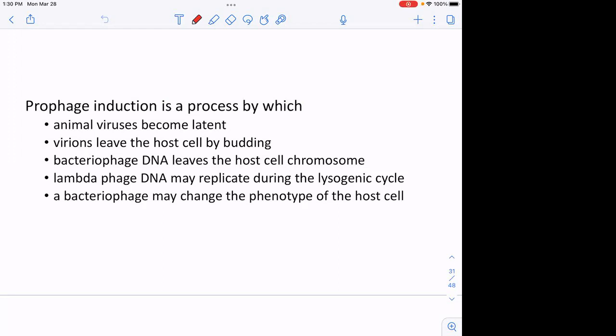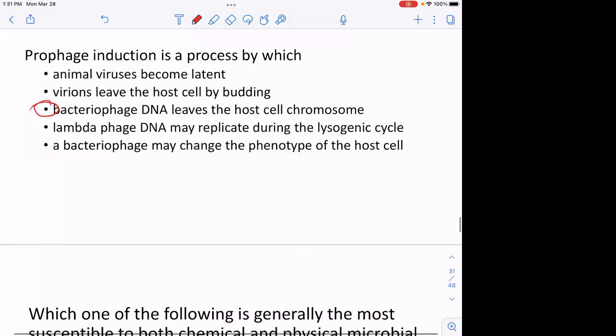So what I was getting at is basically what does that term induction mean? And there's only one answer that can be correct. That's when that bacteriophage DNA leaves the host cell chromosome and basically starts replicating with the lytic replication. So it starts making more of itself, assembling, and then leaving that host cell. So that was induction.